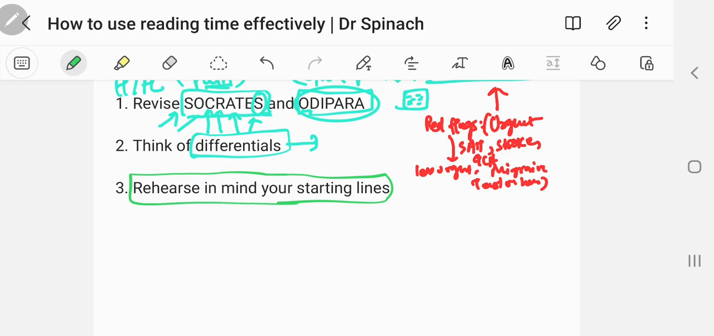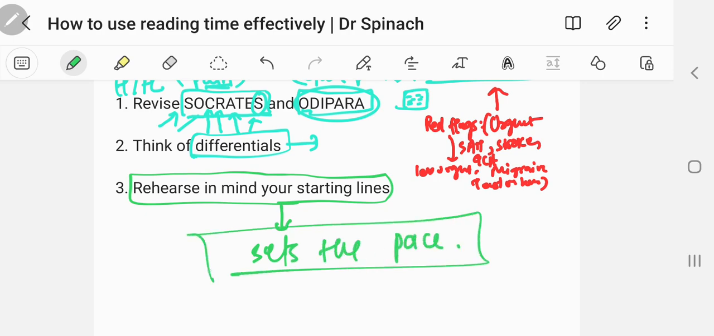Let me give you an example. I am Dr. Spinach, one of the doctors here at the GP clinic today. May I please confirm your full name and age? That is something that you should start with. Why? Because that sets the pace. When you know your starting lines, you start with confidence, and once you're not staggering there, you feel more confident, and that sets the pace for the rest of the conversation. That gives the first impression to the examiner as well, and gives you confidence to carry out the whole consultation.